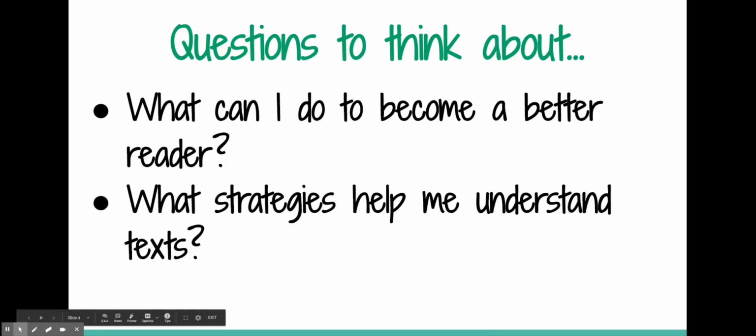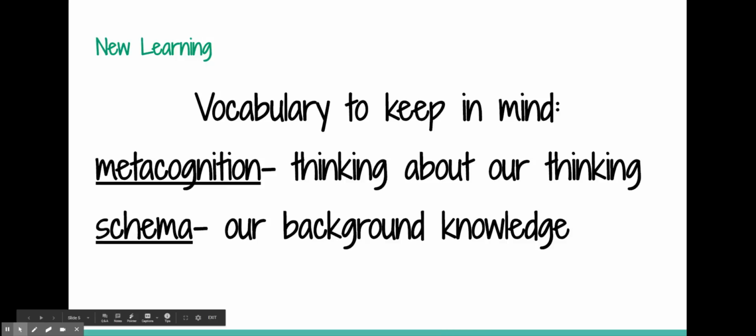So, here are some questions you need to write in your journal. What can I do to become a better reader? What strategies help me understand text? Also, important vocabulary words to write down. Vocabulary to keep in mind: metacognition, thinking about our thinking. Schema is our background knowledge.